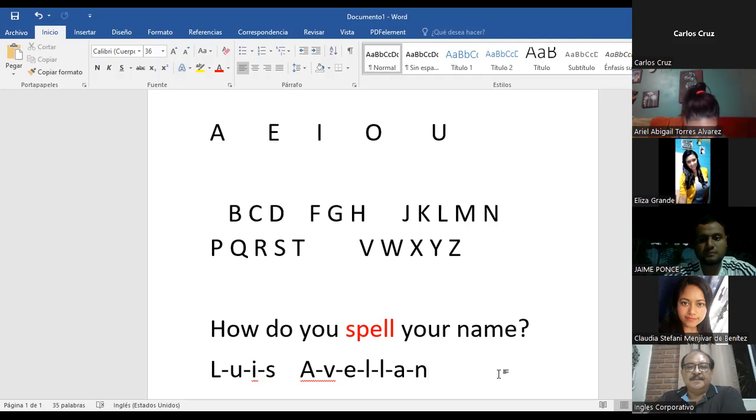No le enciende ahorita. Ok. Entonces, enciéndelo y cuando ya lo tenga listo, me avisa, ¿ok? Vamos a pasar con Elisa. Elisa Grande.